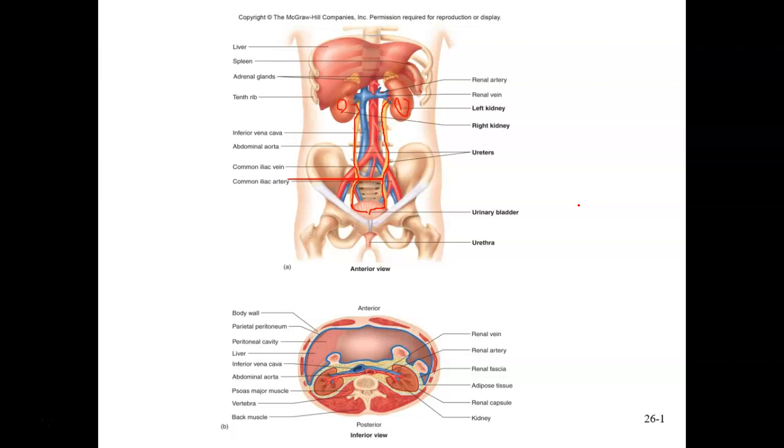The kidney has this filtration process that it goes through, and it eventually produces the urine. And that urine enters down into the ureters, these tubes here, and eventually goes to the storage port, being the urinary bladder.